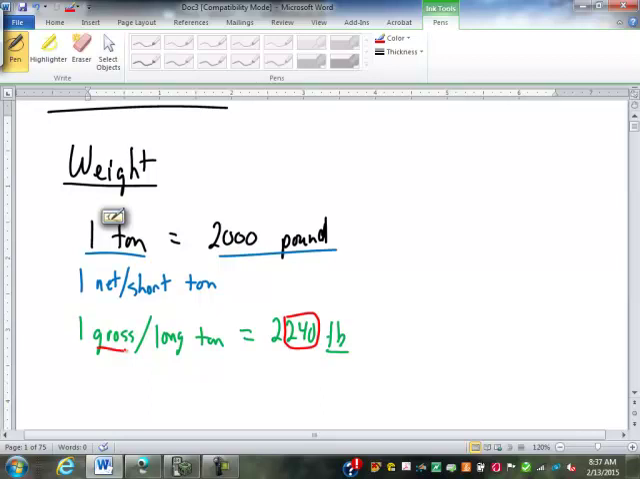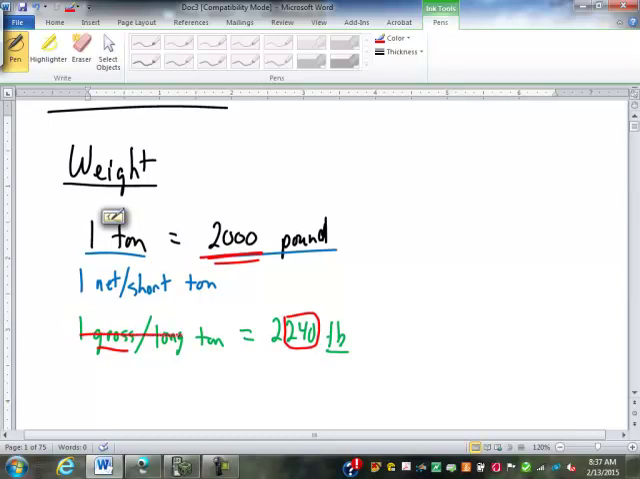So think of your gross paycheck. Your gross pay is all the money you earn. If you work 40 hours a week, $12 an hour, that's $480. That's your gross pay. That's everything. But you don't get to keep that. They take out taxes and other stuff. What you actually get to keep is your net. So the net ton is the actual grain that you got once you took the container away.